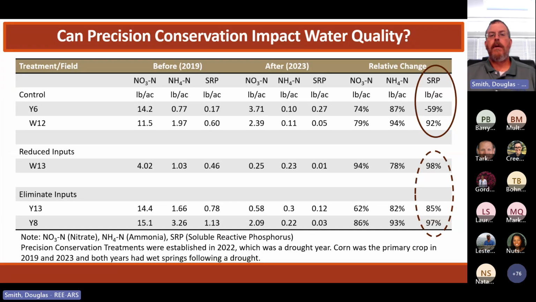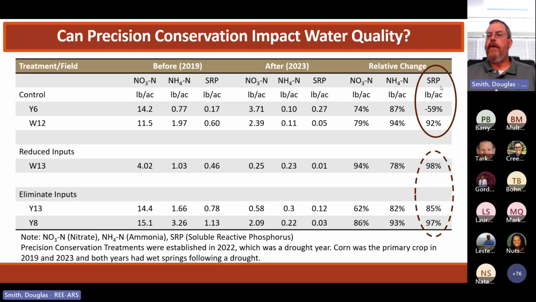The before period, rainfall during April and May was similar in 2019. So that's what I'm using as a comparison, April and May of 2019 to April and May of 2023 here. So here we have 2 fields that are control fields where management was not changed between these 2 periods.